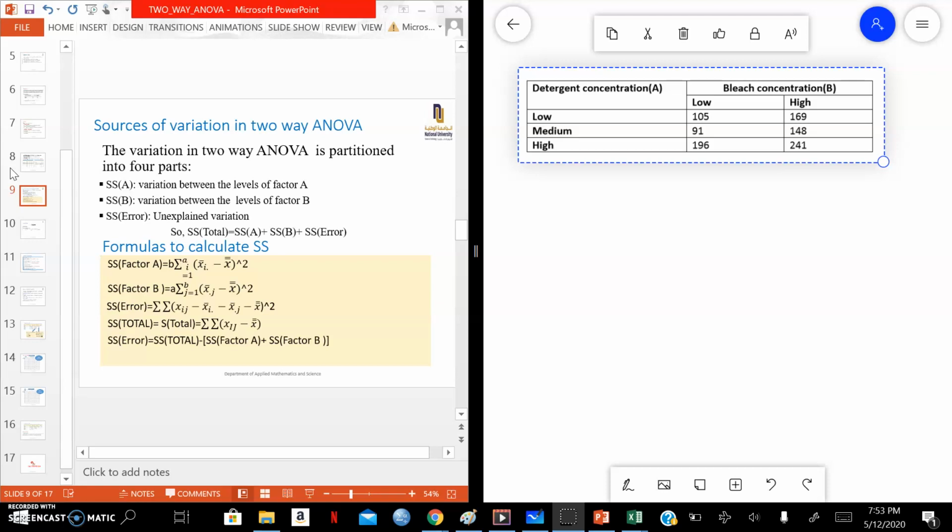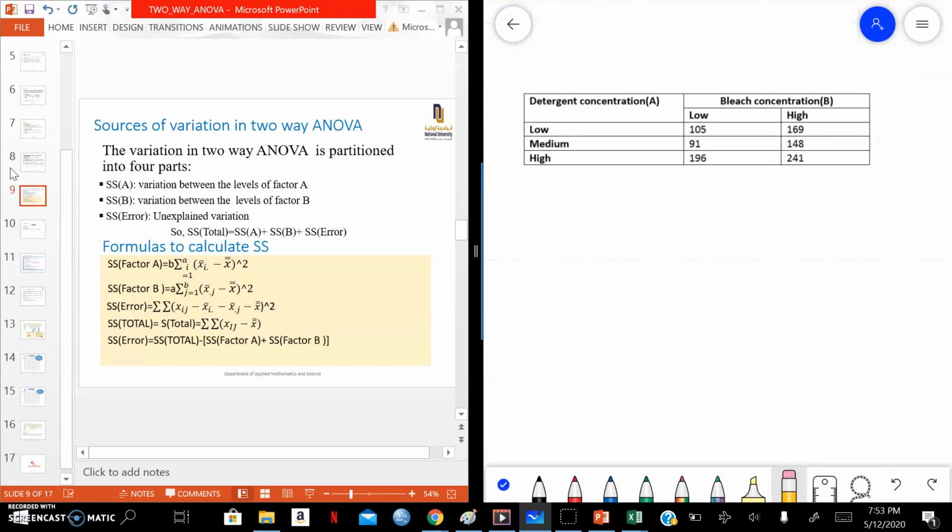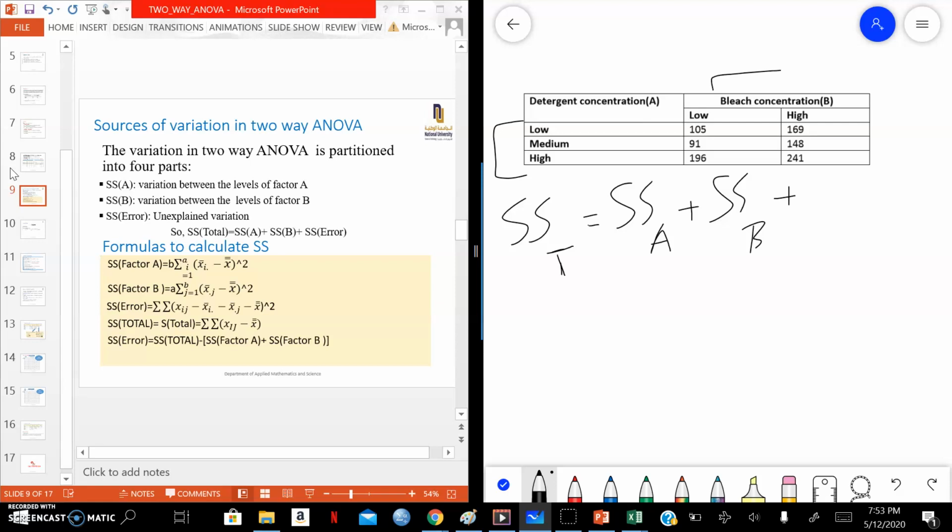What we know is that the total variation is equal to the sum of the square of the factor A variation, factor B. So factor A, we call it row factor, so detergent, and then factor B is called the column factor, and then the sum of square of the error one. Now we must get these in order to get the F statistic.